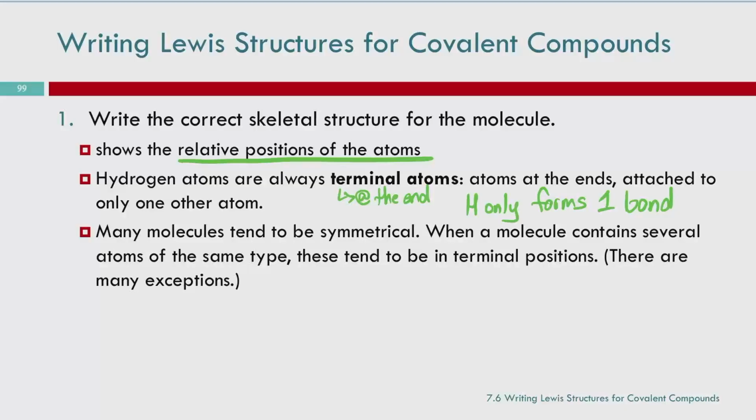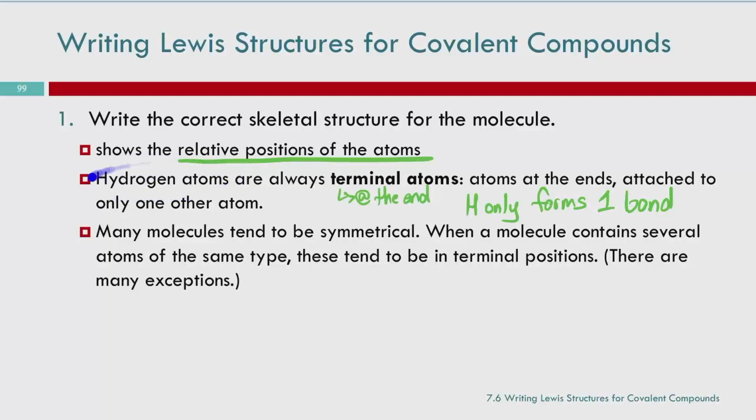Our steps for covalent compounds for creating Lewis structures are separate from and different from our ionic compound Lewis structures. The first thing that we need to do for covalent compounds: in covalent compounds, everything is bonded together. We can have a bunch of different things that are bonded together. We need to get the correct skeletal structure. We need to get our bones in place for our molecule. This is just going to show relatively where the atoms are. There are usually a couple of different rotations that you can make of the same molecule.